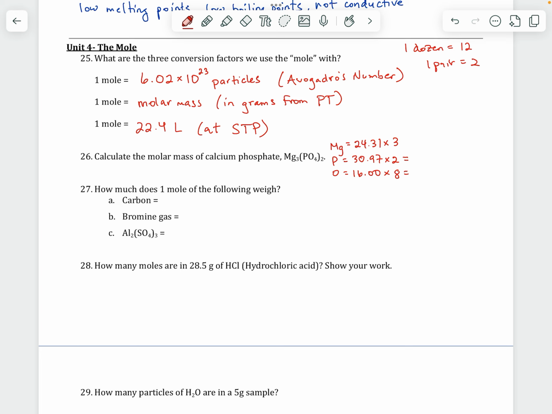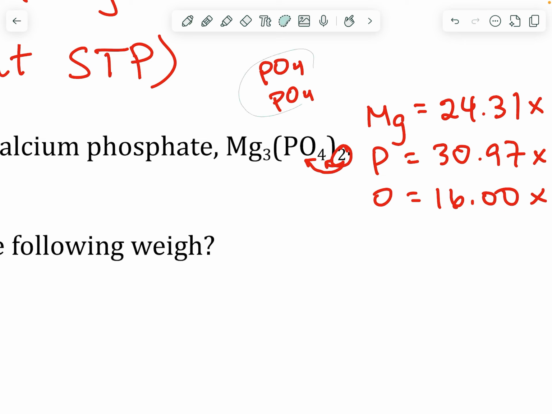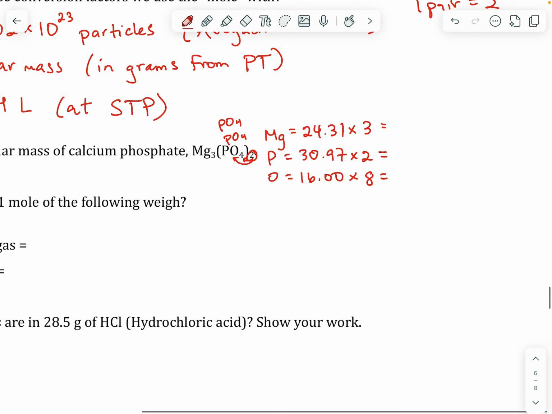Where I'm getting those numbers is one of 2 ways. You can either act like this is distribution and just say, oh, this is actually 1, since there's nothing there. 2 times 1 is 2. 2 times 4 is 8. Or you can just say 2 PO4 groups would be written out like this, and then you can count everything like that as well. So you can do it either way. But that's what it's showing you physically. So we get our values here.